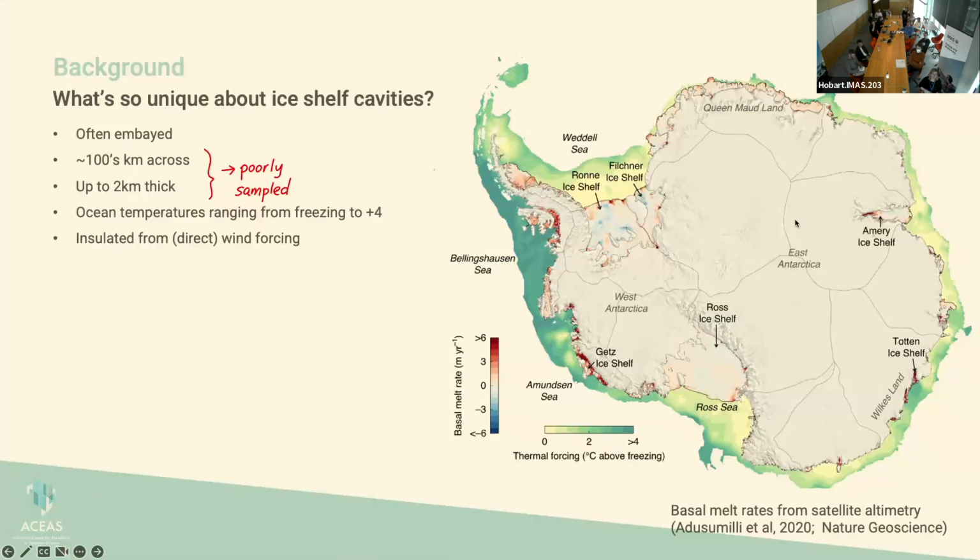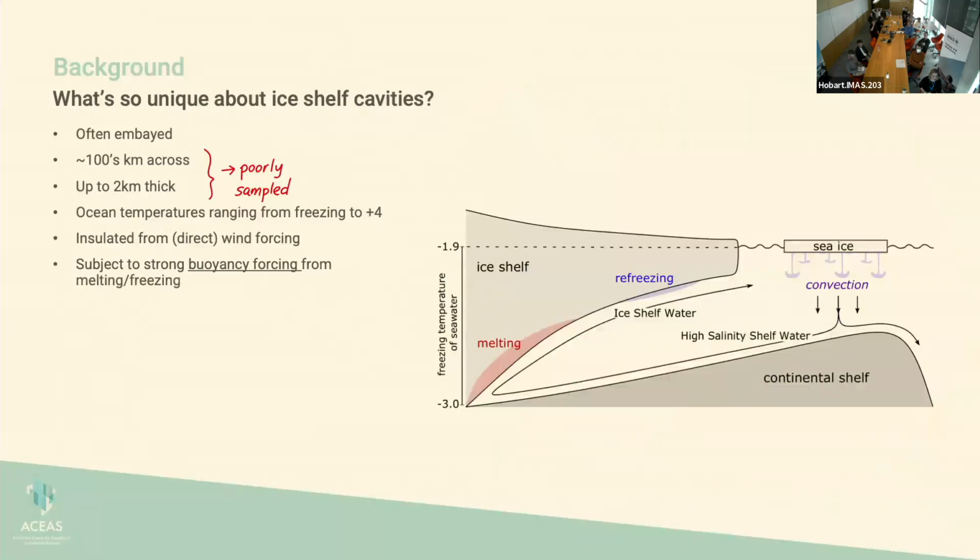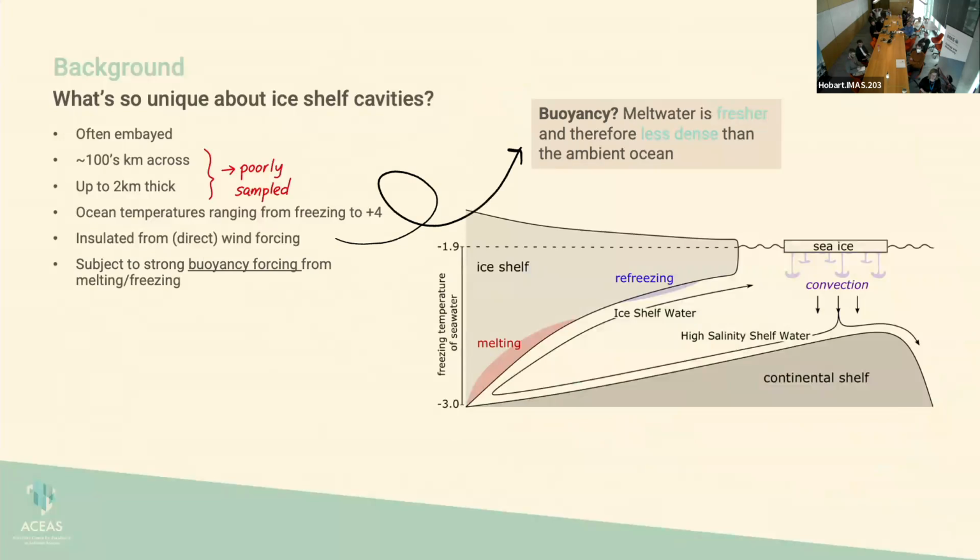All right, another difference to conventional oceanography, I guess, is that the oceans in these cavities are insulated from direct forcing by the wind, but they're subject to this really strong buoyancy forcing because of the melting and freezing and just thermodynamic interaction with the ice shelf. And yeah, so by buoyancy forcing, what am I talking about? Well, the meltwater is fresher and therefore lighter or less dense than the ambient ocean, and so that can drive circulation. So that's what I'm showing with this schematic.